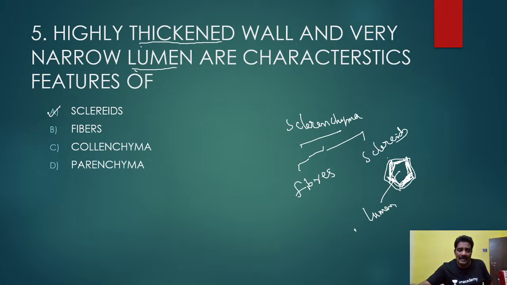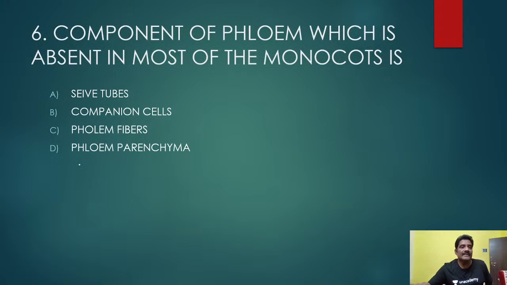Okay, we'll switch over to another bit here. Sixth: which component of phloem is absent in most of the monocots? Of course, in some monocots it is present, but in most of the monocots, which component is absent here?